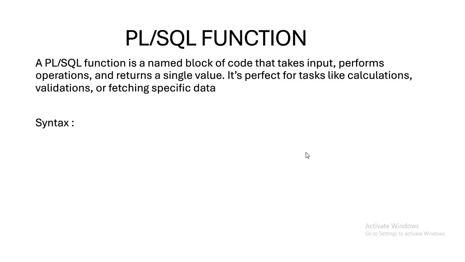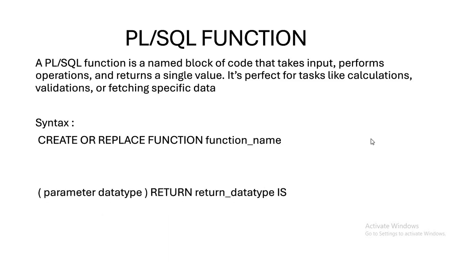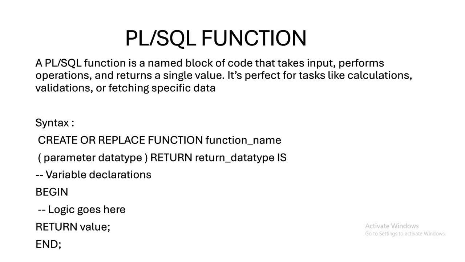Now let's see the syntax of how we create a function. First of all we have to mention CREATE OR REPLACE FUNCTION and the name. This is the same as a procedure. Then we provide the parameter details, and the parameter types can be the same as in a procedure, which are IN, OUT and IN OUT parameters. Then we have to mention the RETURN keyword, which is mandatory, and the data type of the data that we want to return, and then IS. After that we declare our variables, and then within BEGIN and END we write our logic and we have to return a value.